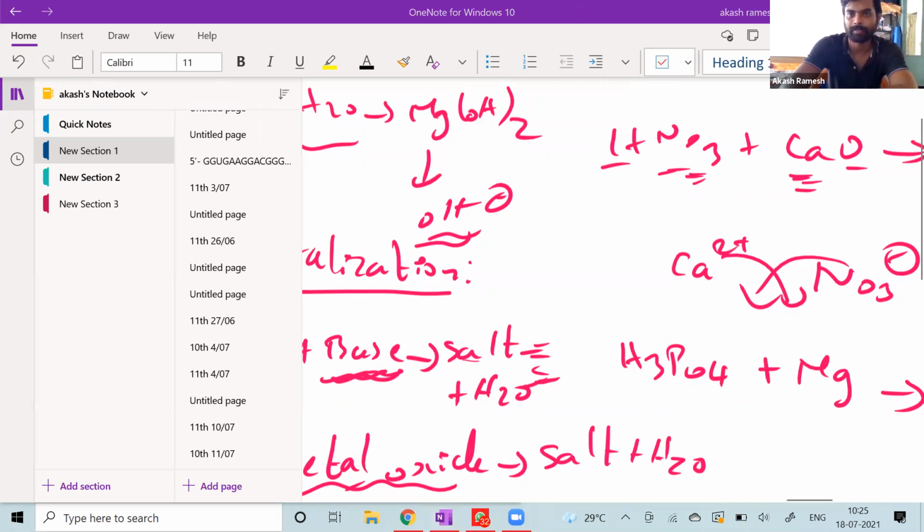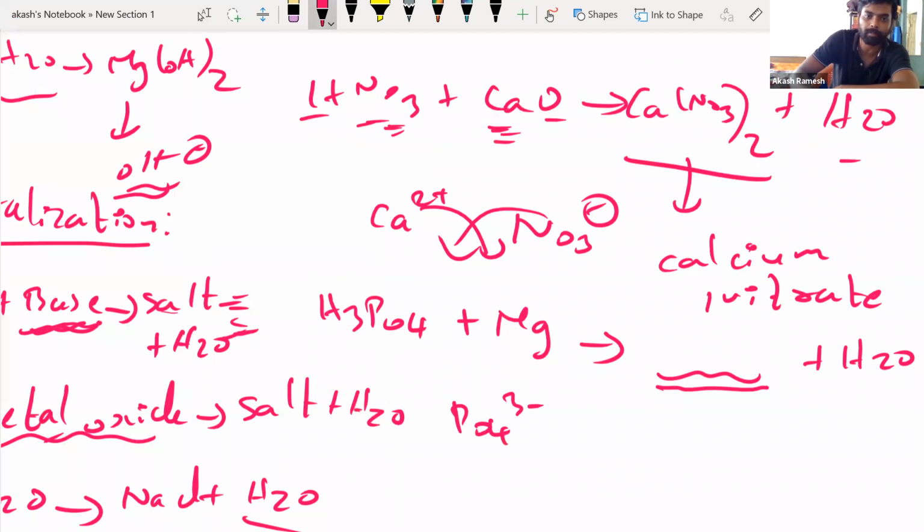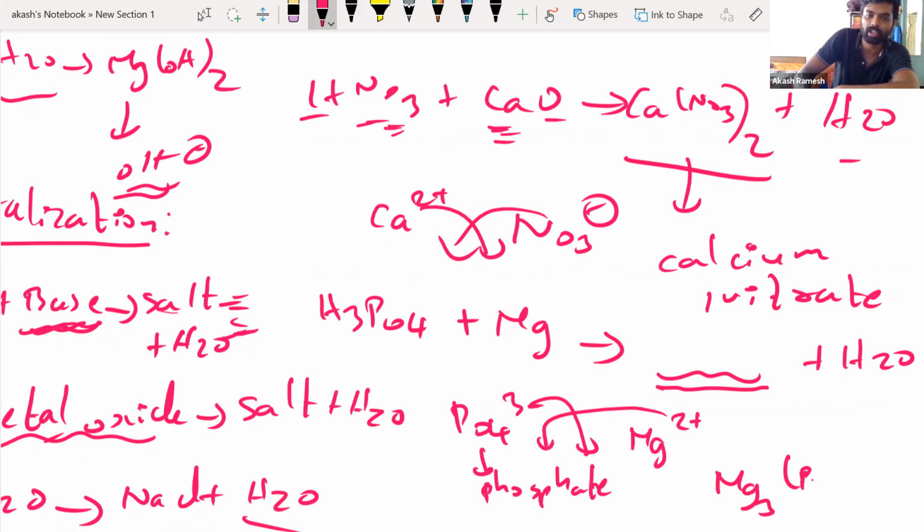So very simple now, people. I know phosphate is PO4 3-. This is the phosphate ion. And I know Mg forms Mg2+. This is very common, we have been using this. So put this 2 here, put this 3 here. So I am going to get Mg3(PO4)2. That would be magnesium phosphate. So here I'm going to get Mg3(PO4)2.